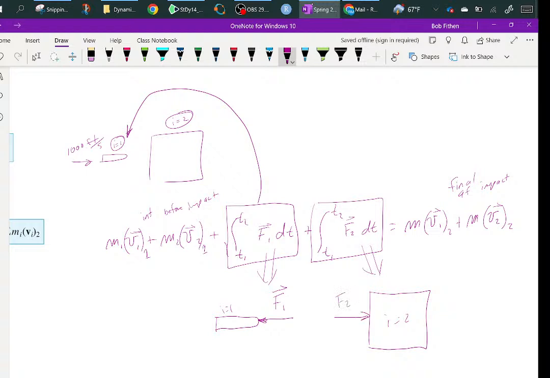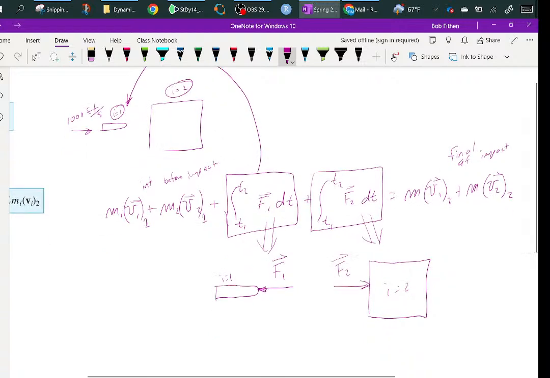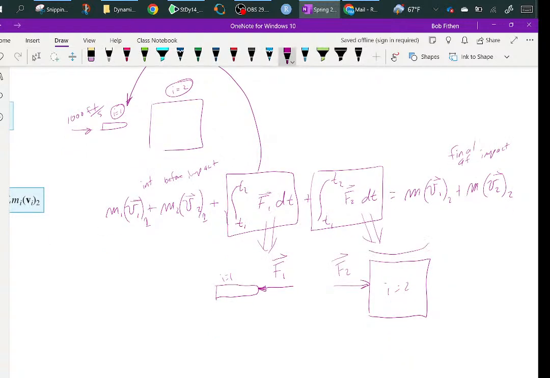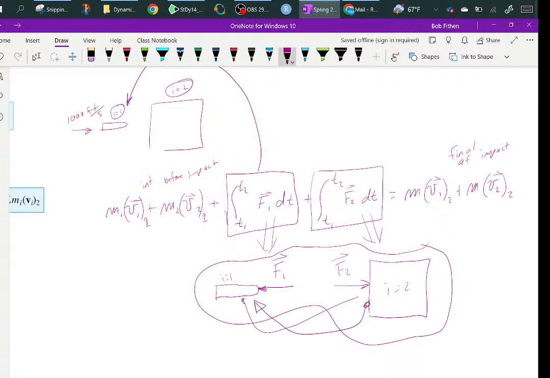So it stands to reason that during the impact, whatever this object was putting a force here, this object was putting an equal and opposite force there. So in fact, F1 plus F2 is just equal to 0.